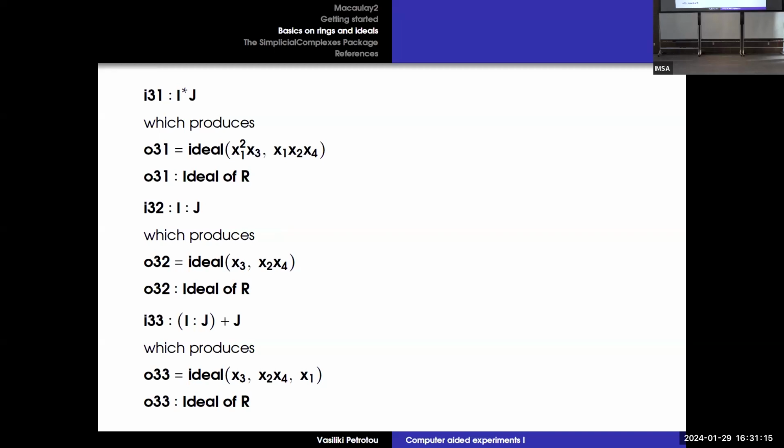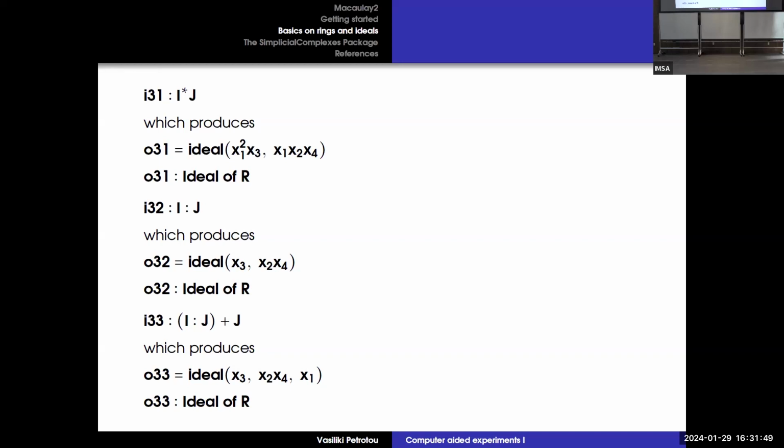The colon ideal that we discussed before, I take I colon J. And if we go back to the first lecture today, this returns the Stanley-Reisner ideal of the star. Okay, because J is the ideal x1, which corresponds to the vertex 1 of the four-gon. And by computing the colon ideal, we have the ideal of the star.